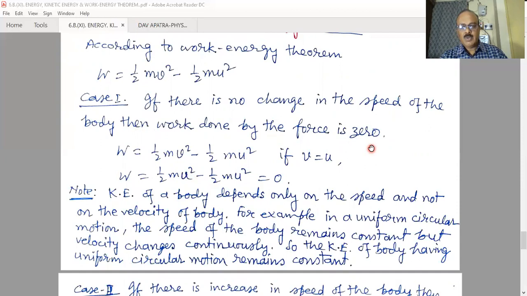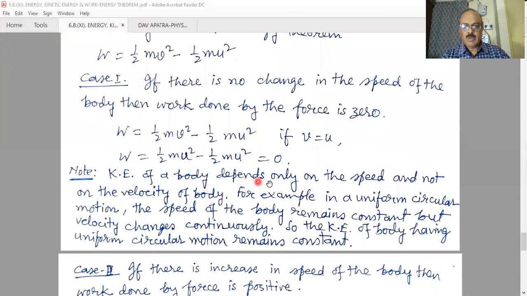We can say, from the concept of kinetic energy and the work-energy theorem, since there is no change in the speed, there is no change in the kinetic energy. We know that W is equal to half mv square minus half mu square. If v is equal to u, the force is acting, but there is no change in the speed, so there is no change in the kinetic energy. In that case, we can definitely say work done is zero.